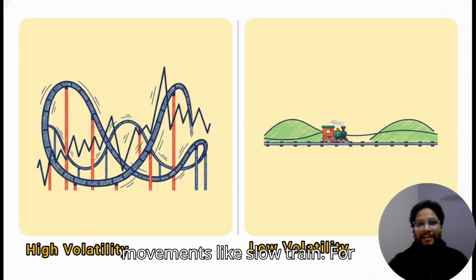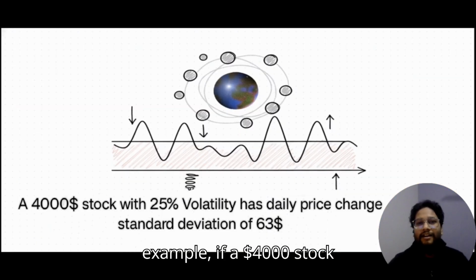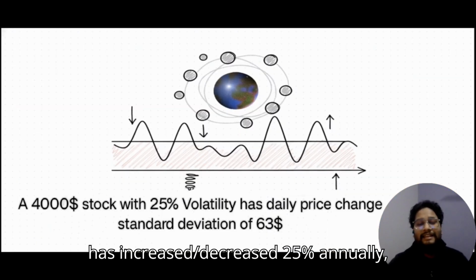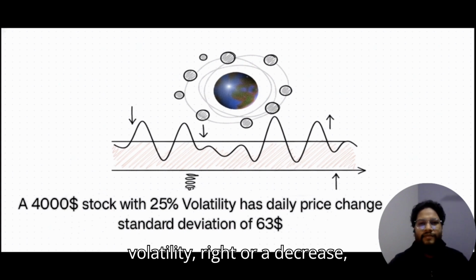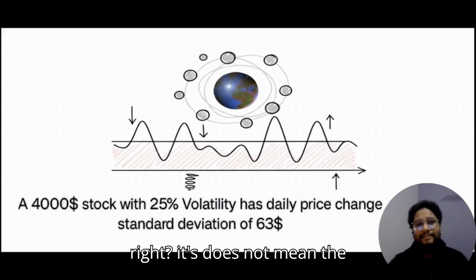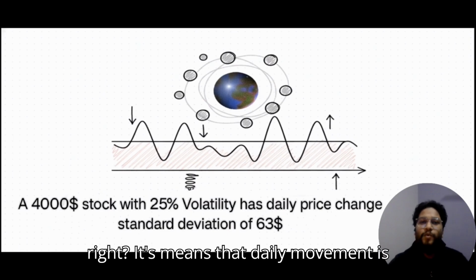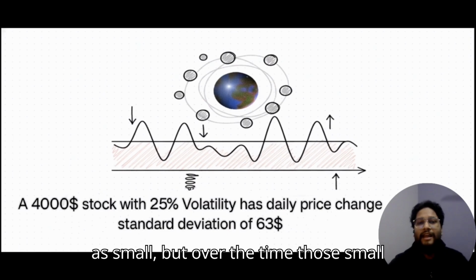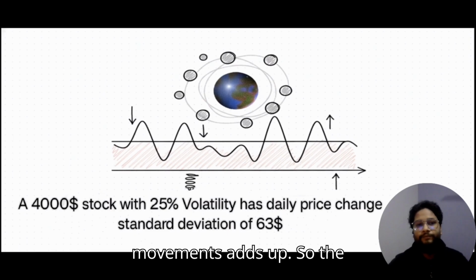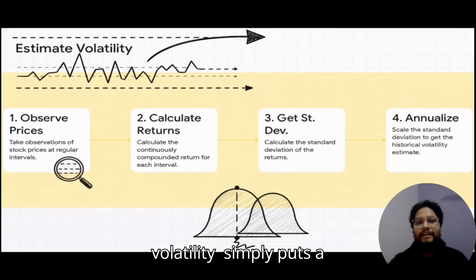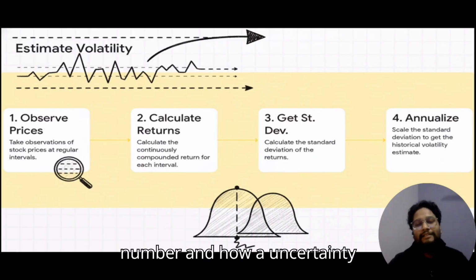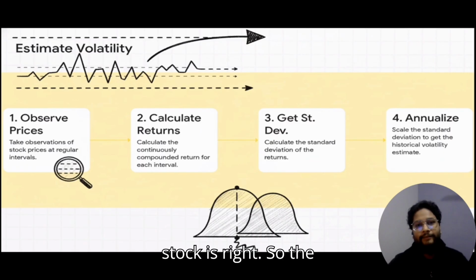For example, if a $4,000 stock has 25% annual volatility, right, it does not mean the stock jumps 25% daily, right? It means the daily movement is small, but over time, those small movements add up. So volatility simply puts a number on how uncertain a stock is, right?